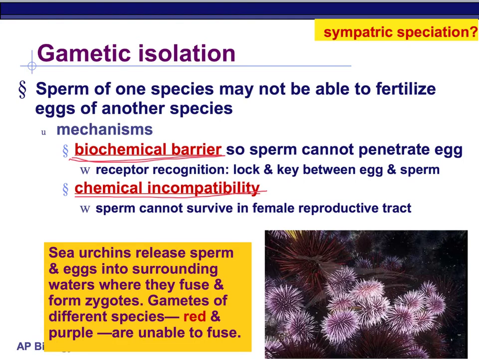Sea urchins have a very interesting way of doing their reproduction. They don't actually have a mechanical way of reproducing. The male sea urchins just release their sperm into the surrounding water, and the females release their eggs into the surrounding water, and in the water is where the sperm and the eggs fuse together. But gametes of different species are unable to fuse with each other, so that way you don't have a whole bunch of different hybrid sea urchins running around.